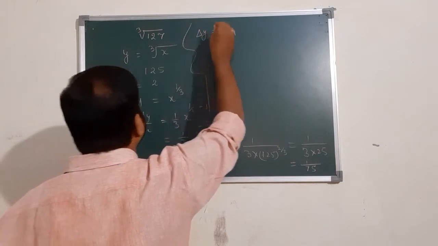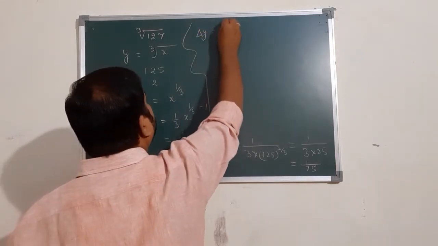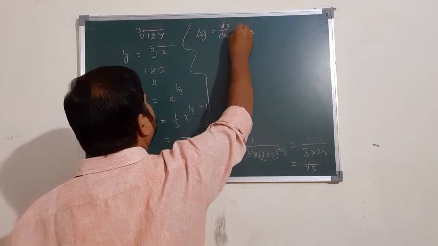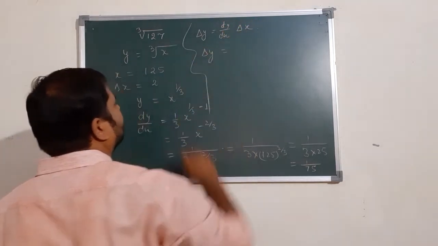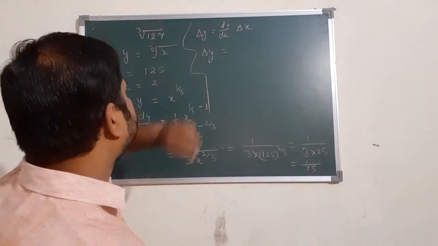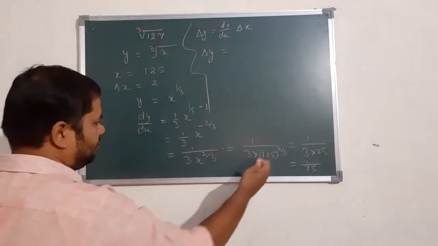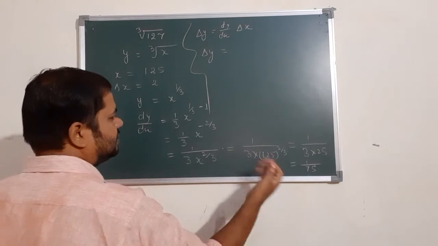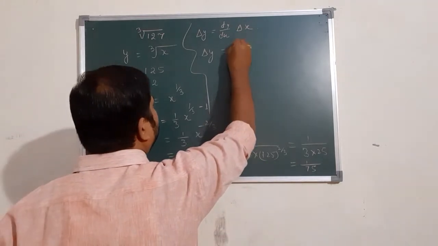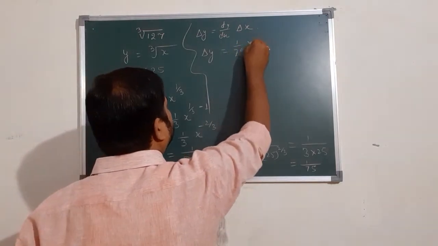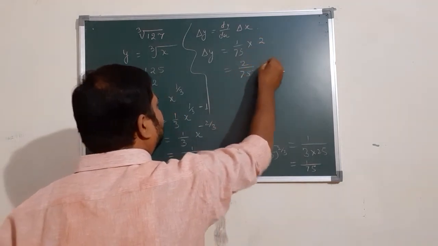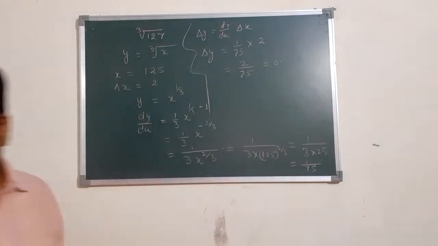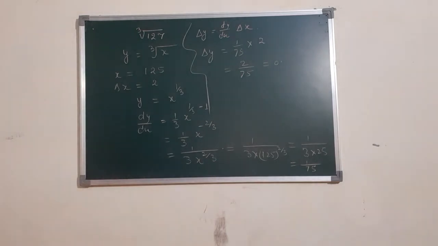Now delta y is equal to dy by dx into delta x. So delta y is nothing but dy by dx into delta x. Dy by dx you know very well. This is 1 upon 75 into delta x, which is 2. So this is 2 by 75. This is 0.026.